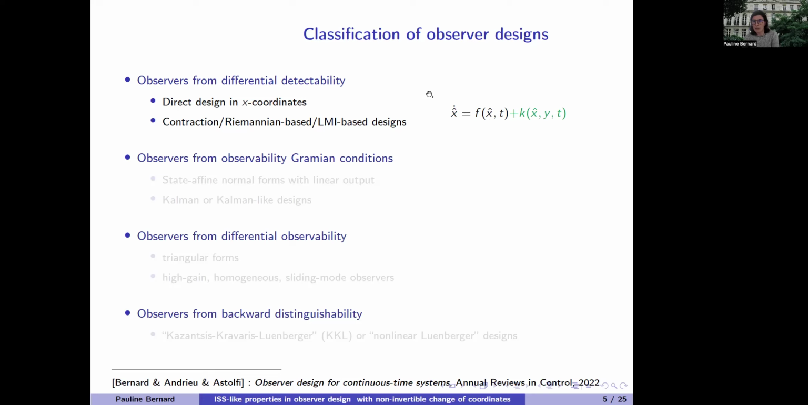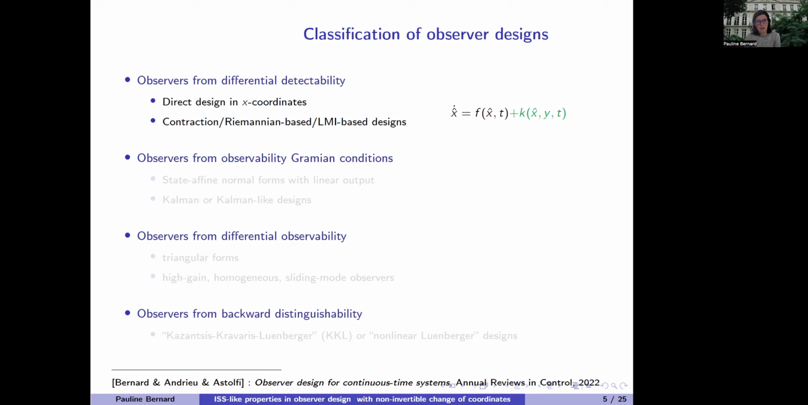And so the peculiarity of those designs is that they are directly written in the x coordinates. But the issue is that they rely on some very stringent contraction conditions that concern quite a small class of systems, but still sometimes it's possible. Of course, for linear systems, it's possible. You also have a lot of LMI-based design where you assume some Lipschitz or sector condition on this nonlinearity, and you manage to find some gain here that works. But it's still quite restrictive.